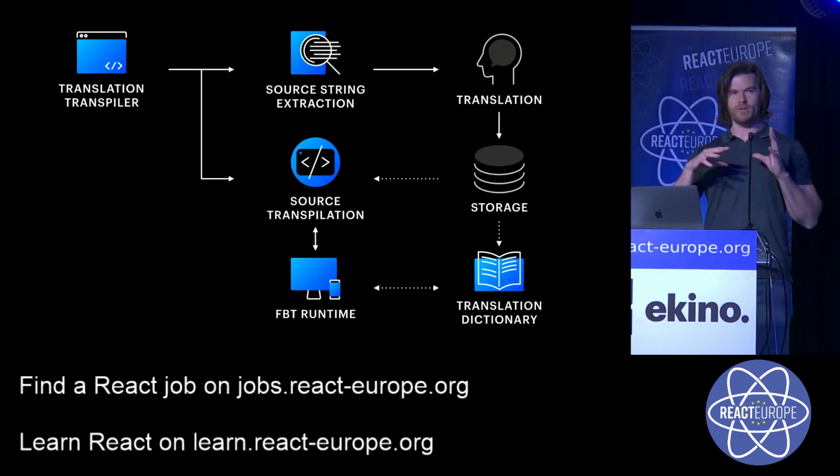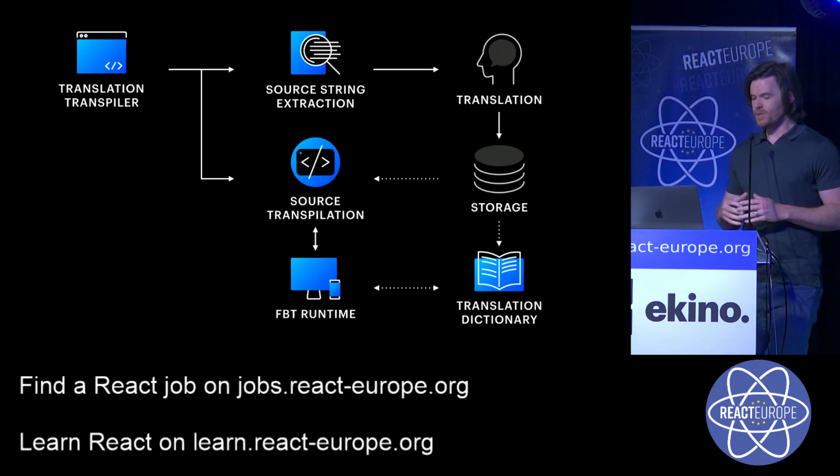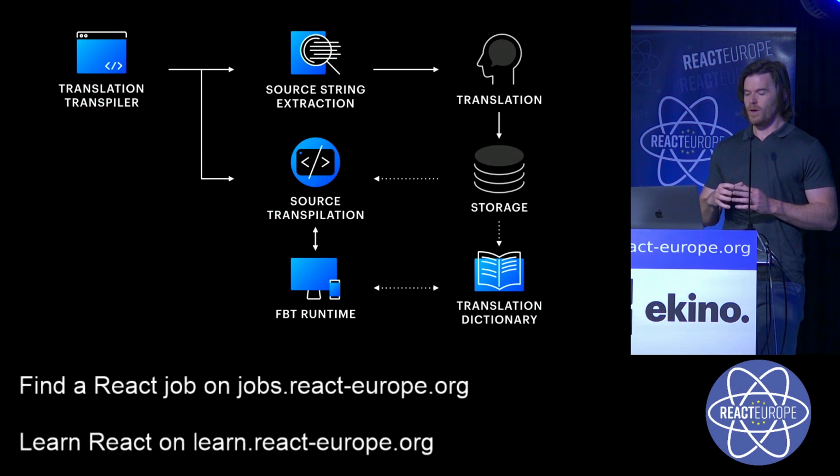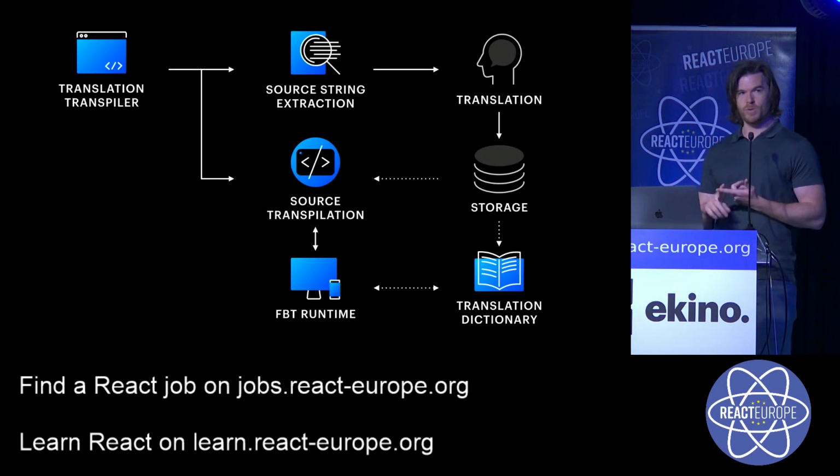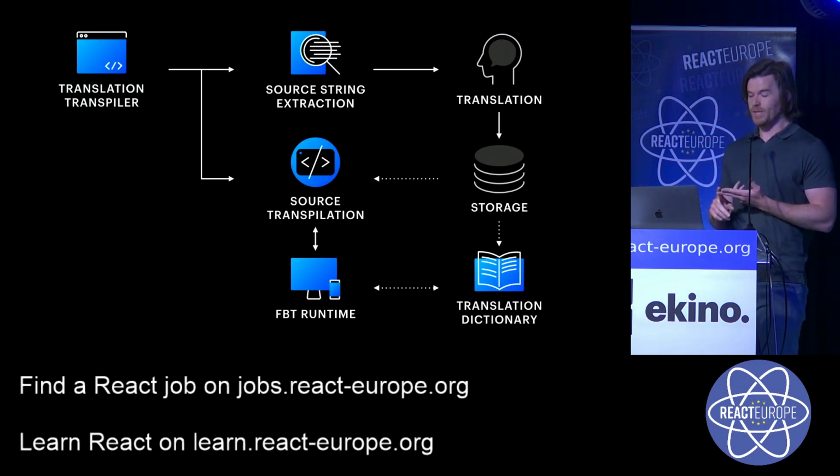And here we can see how the architecture all fits together. So after translating source text and extracting it, what FBT provides is all the highlighted section you see in blue. So translation is kind of up to the app developer, as is the storage. But outside of that, we provide source string extraction, source transpilation, and finally generating translation dictionaries once you have your translations.